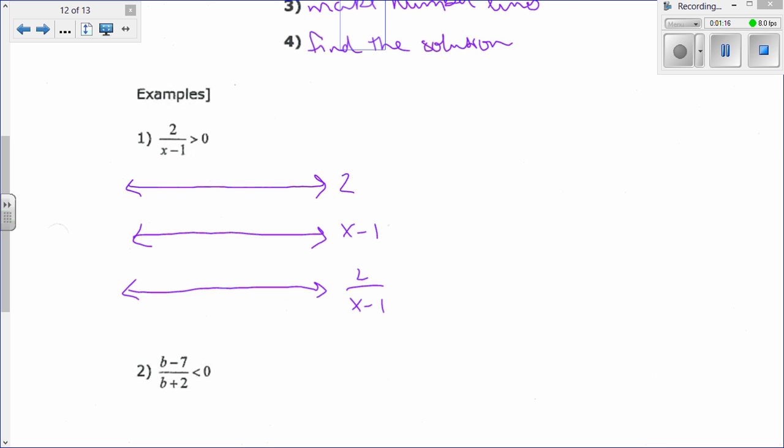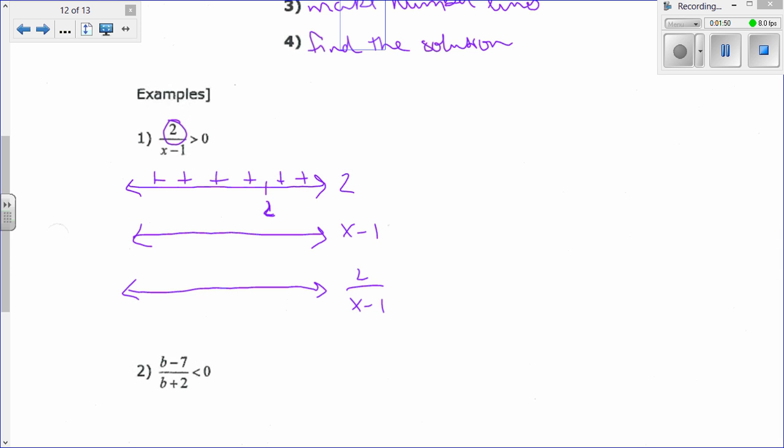Now, I have to ask myself, when do I have a 0 in my numerator? When do I have a 0 in my denominator? And then divide my 2 lines. Well, 2 is a constant. There is no variable in my numerator. Therefore, there is no 0 for 2 on my number line. 2 is a constant, and since it's a constant, it is always positive. So I'm going to put pluses all along my number line.